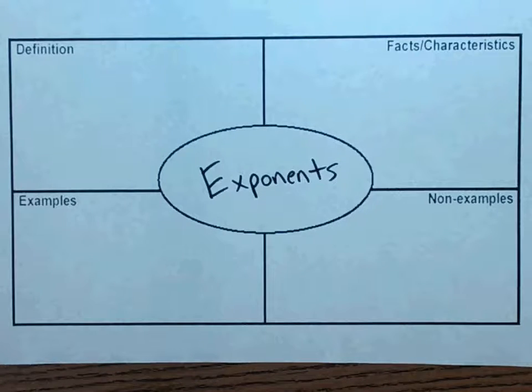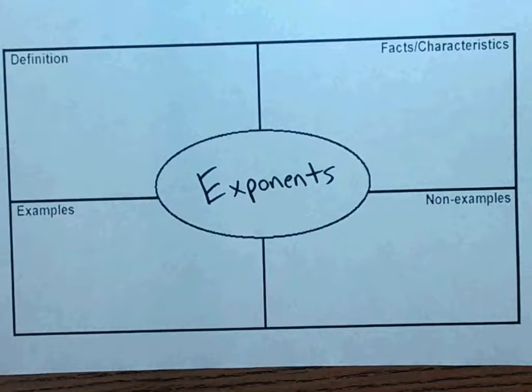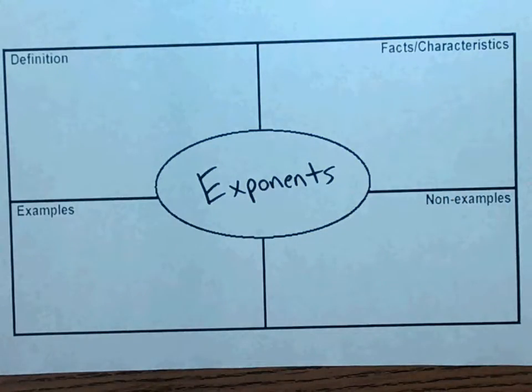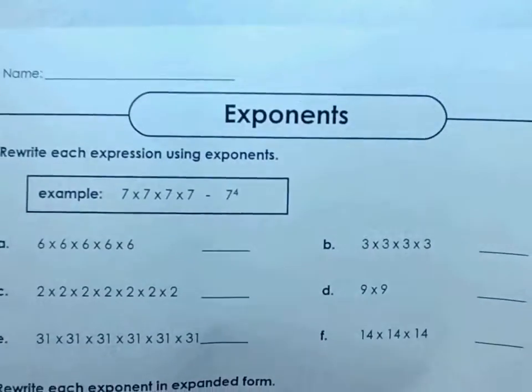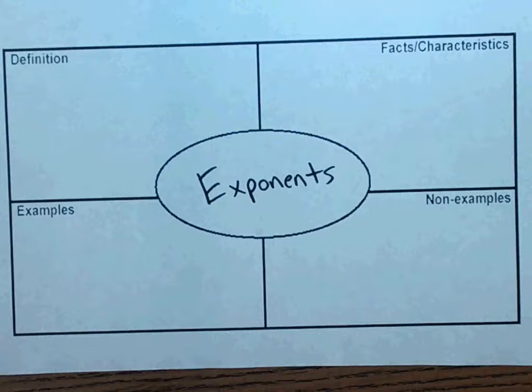For this lesson you're going to need your blank Frayer notes, and if you want you can go ahead and write exponents there in the center. You're going to need a calculator, and you will also need your exponents practice sheet, and we'll get to the practice sheet later towards the end of the lesson. If at any point you need to pause and go back to any parts of this lesson, or if you just need to pause to catch up, feel free to do so.